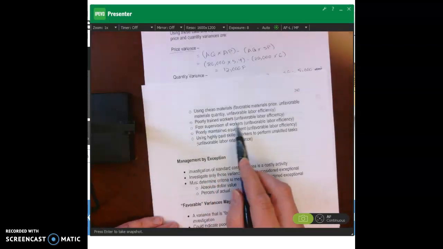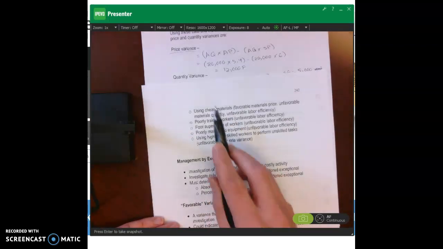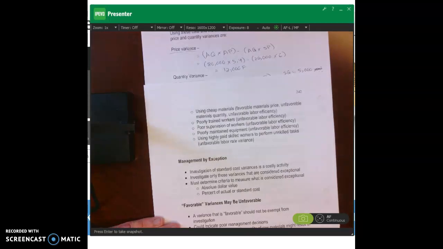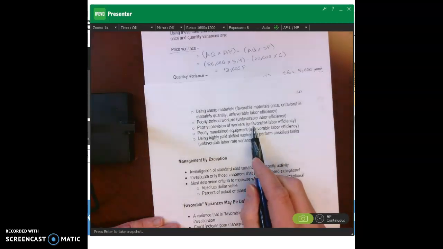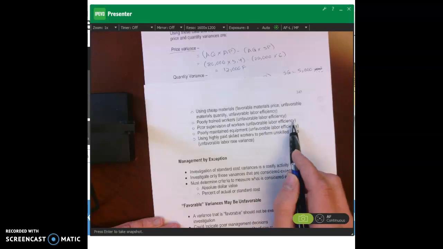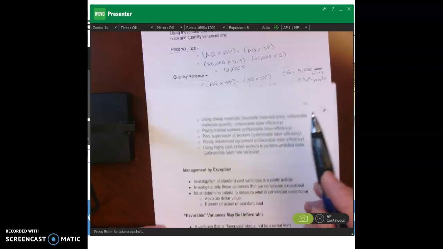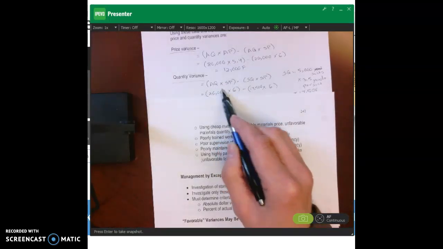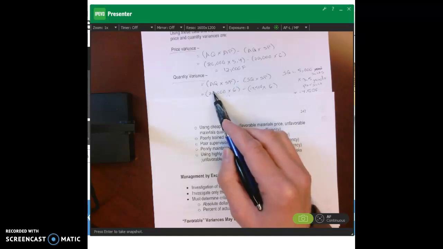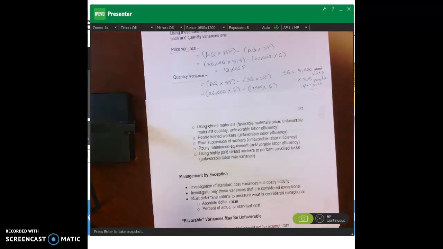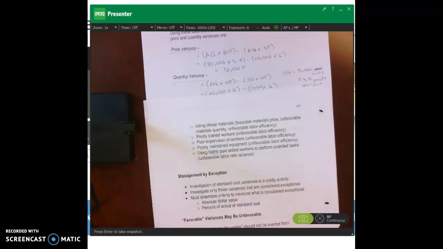Poor supervision of workers. How would that come out in terms of our variances? It would also mean an unfavorable labor efficiency variance, in the sense that maybe we have some shirking on the part of some of these workers. They're not working as hard because they're not being supervised. Or they're doing things incorrectly because they're not being supervised.